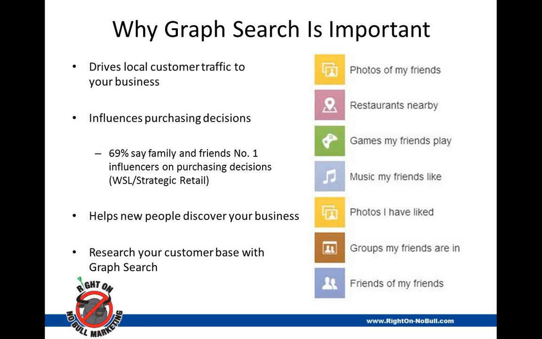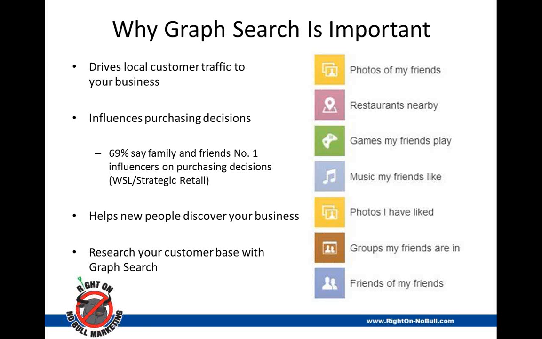The numbers are overwhelming. You know, 7 out of 10 say the number one influencer on purchasing decisions is their family and friends. And Facebook has the data. You see, gang, more people visit Facebook every month than Google, and they spend more time on Facebook than they do Google.